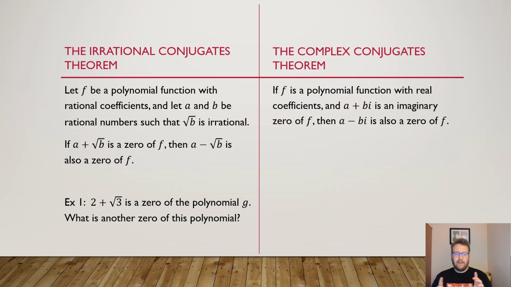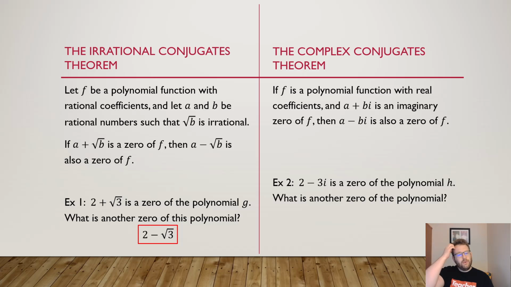You can, in theory, multiply things together by changing the a value sign, but it will not be what we consider the conjugate of the zero. Similarly, with the complex conjugate, what if we have 2 minus 3i as a zero to some polynomial? Well, what's the other zero that we can say? Well, it's 2 plus 3i. Again, you switch the sign on the imaginary part.